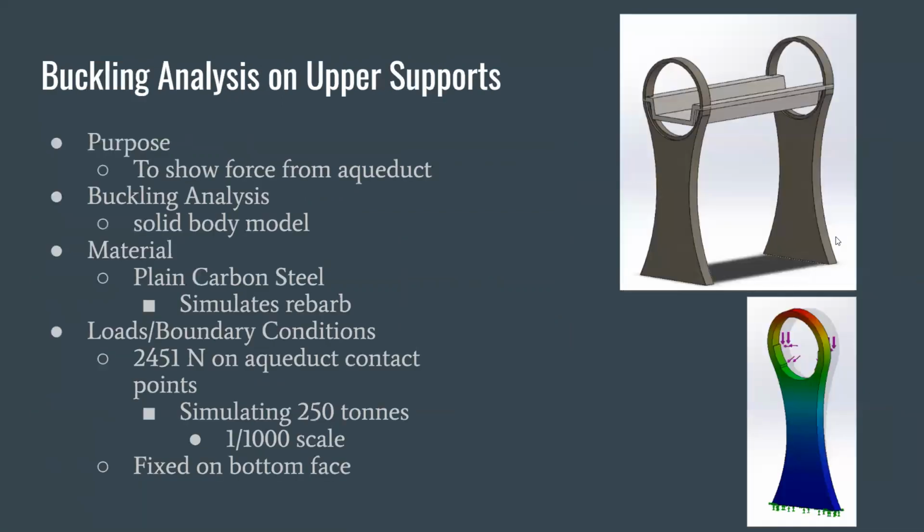Next slide, please. So we did buckling analysis on the upper supports to show the force that is coming from the aqueducts. The material chosen was a plain carbon steel to simulate rebar that is part of the construction with the concrete. And the loads and boundary conditions used is 2,451 Newtons on the contacts for the aqueducts and fixed on the bottom face. And this simulates the 250 tons that is from the aqueducts, and it's scaled down to 1,000th for our model purposes.